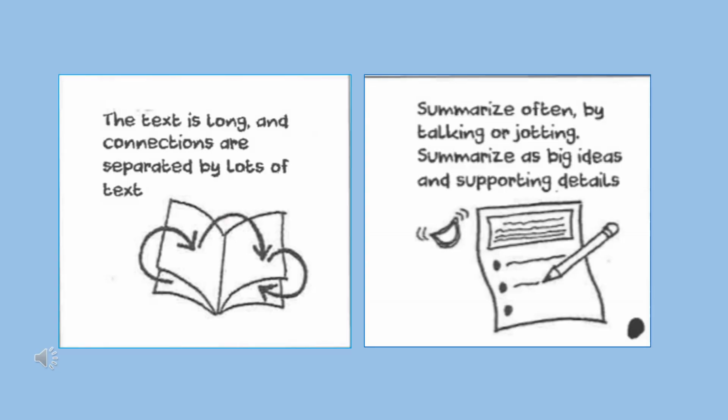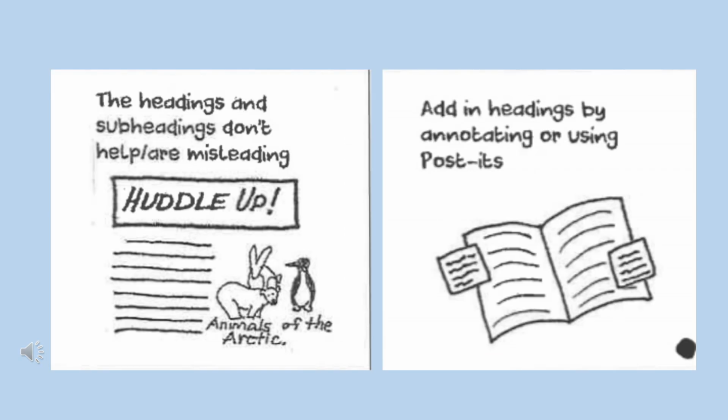Take a look at our strategy cards. This first one: if the text is long and the connections are separated by lots of text, the answer is to summarize often. You can talk or jot down summaries or big ideas and supporting details. Taking notes always helps. The next card explains what to do if the headings or subheadings are no help or they're misleading. Well, you can do things like add your own heading by annotating or using Post-it notes. If you're doing an online version, the best thing to do is to stop. Come up with your own heading. What is the main idea of what you're reading?